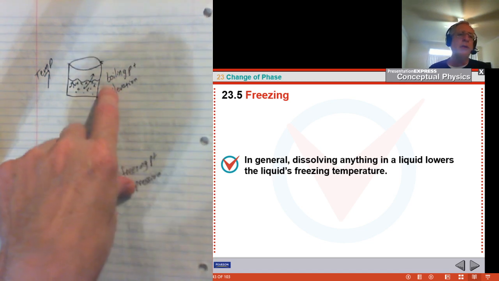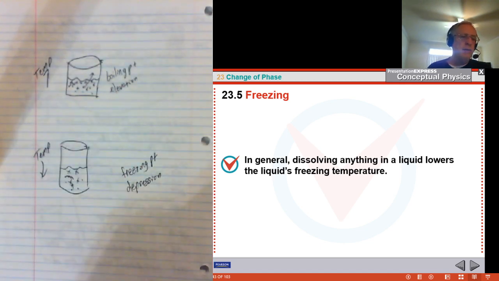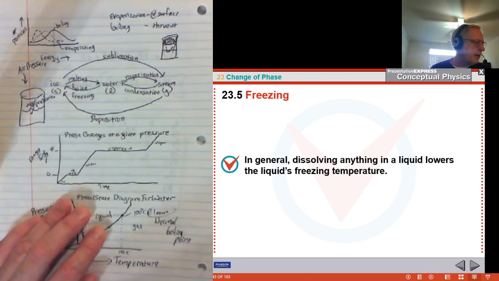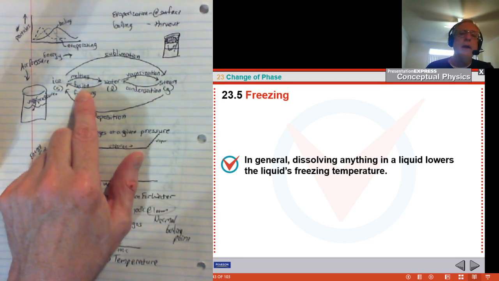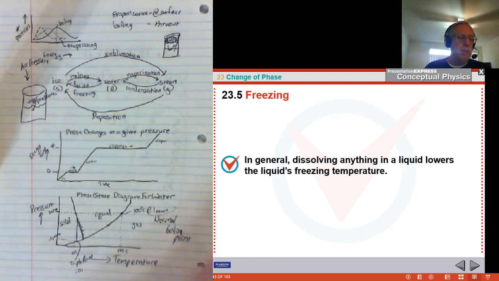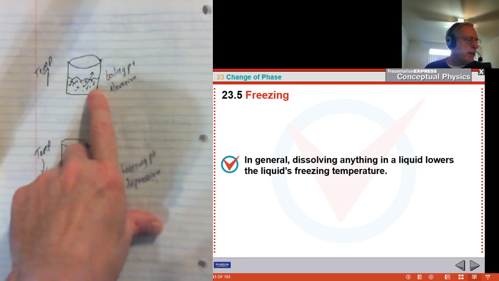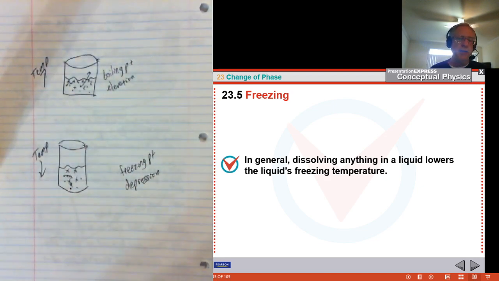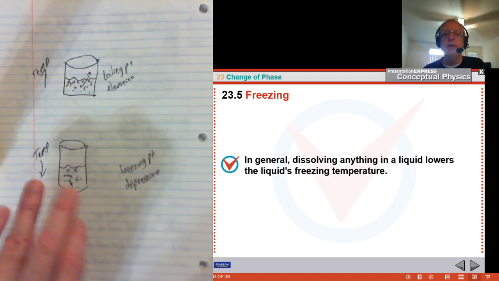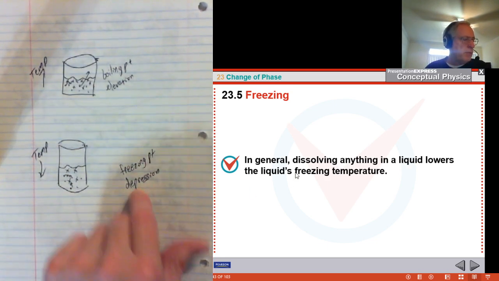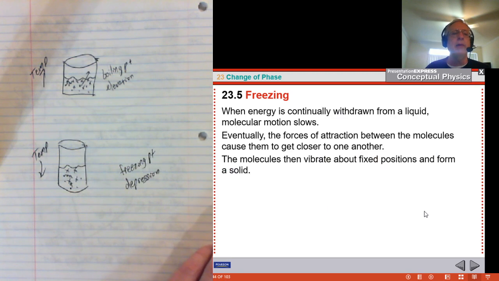So these are the two processes that it's talking about: freezing. So we're still talking about freezing, going from water to ice or liquid to solid. But at the same time, they're going to talk about this physical process of elevating the boiling point and depressing the freezing point. So in general, dissolving something in a liquid lowers the freezing point and also tends to raise the boiling point.